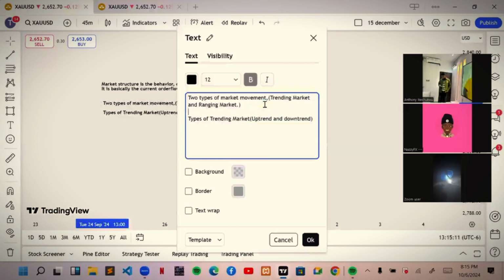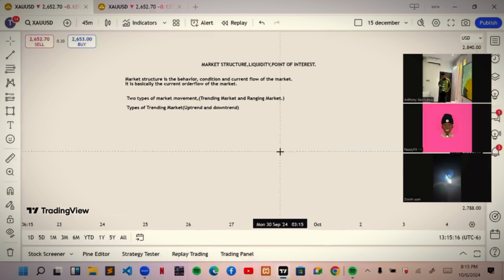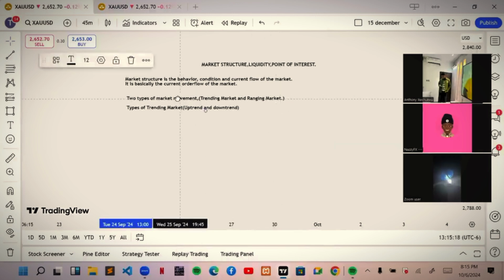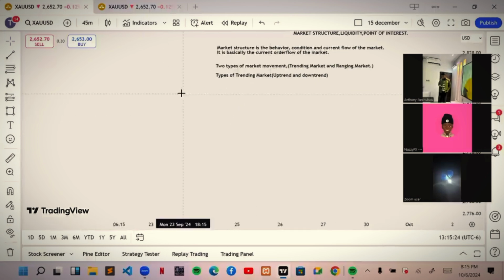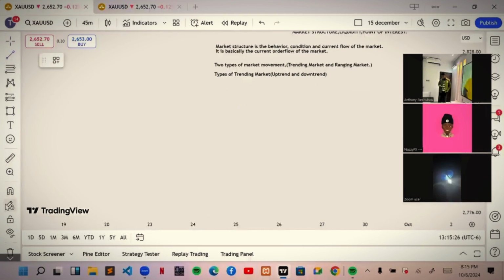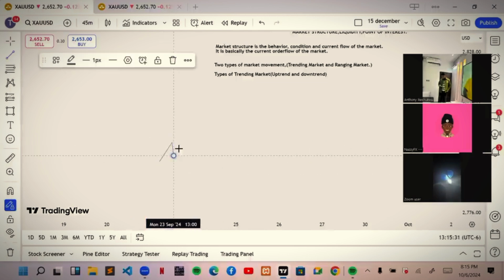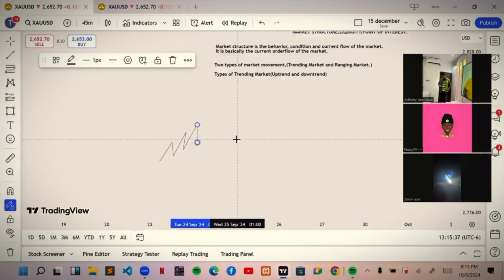So the types of trending markets are the uptrend and then the downtrend. What I mean by an uptrend is when the market is making a series of higher highs and higher lows. That's what it means for the market to be on an uptrend: higher highs and then higher lows, higher highs and then higher lows.